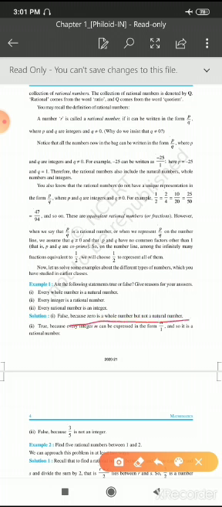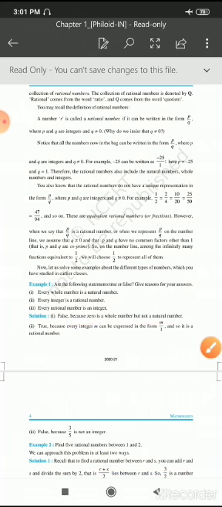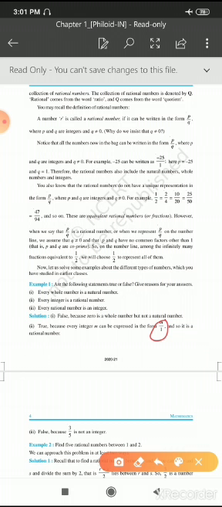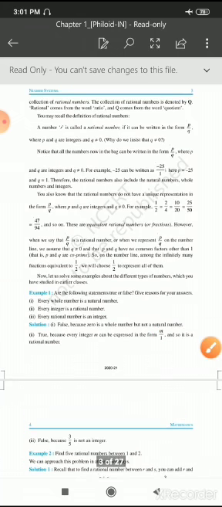Next, second statement: every integer is a rational number. Can we say every integer is a rational number? Yes, we can, because take an integer m. By writing 1 in the denominator, m by 1 is in the form of p by q, where p and q are integers. m and 1 both are integers and q is not equal to 0. The denominator is not equal to 0. So yes, every integer is a rational number.